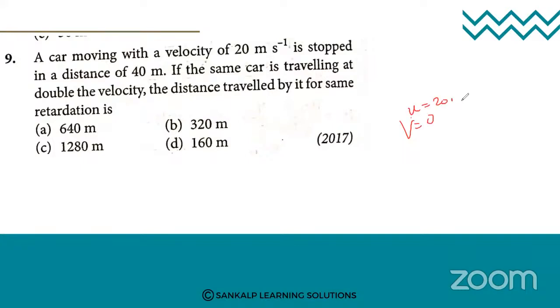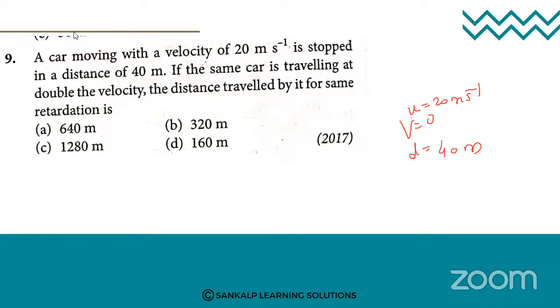Initial velocity 20 meter per second is given. The distance traveled is given as 40 meter. If the same car is traveling at double speed, the distance traveled by it for the same retardation is? What is the distance when this velocity is doubled? For the same retardation, retardation means negative acceleration.